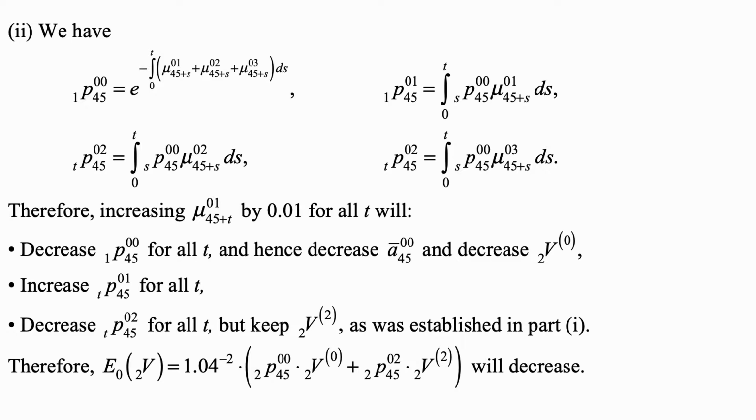tP45 01, the probability of transition from state 0 to state 1, is the integral from 0 to t of sP45 00, so you survive in state 0, and then you get whacked by the force of transition to state 1, mu45 plus s 01 ds, over all possible times from 0 to t, so s can be any time between 0 and t. And then tP45 02, the same way, it's the integral from 0 to t of sP45 00, mu45 plus s 02 ds. And tP45 03, well, that's just regular mortality, but it's the same calculation because there is no return to state 0.